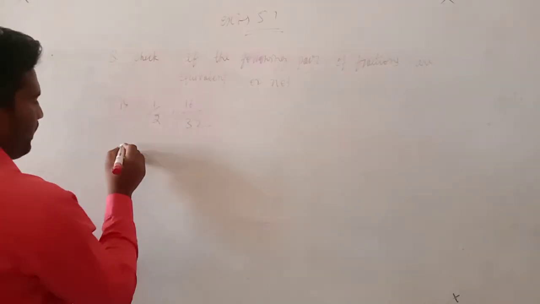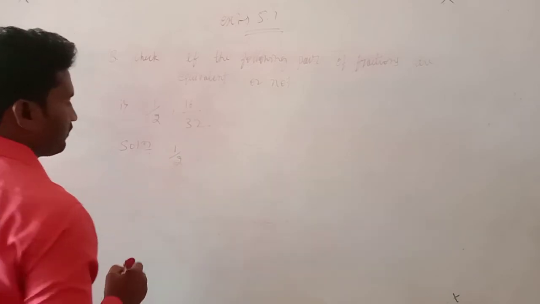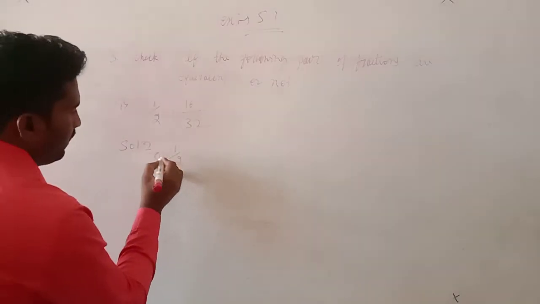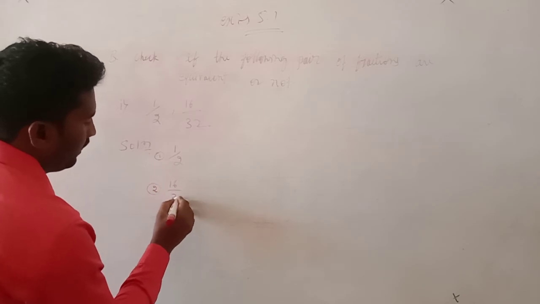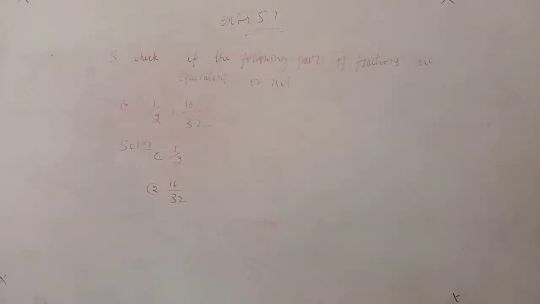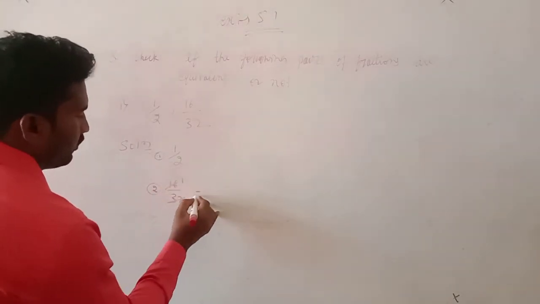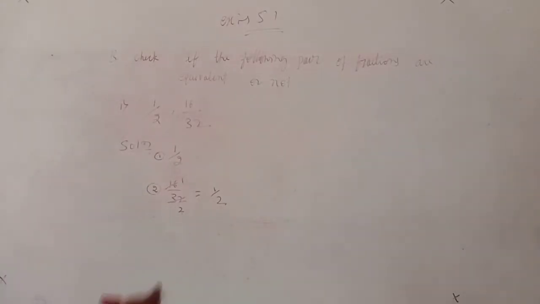Okay, check now. 1 by 2. Is it possible to reduce 1 by 2? Not possible. So the first one stays 1 by 2. Second one is 16 by 32. Can we reduce it? Both can be divided by 16. 16 ones are 16, 16 twos are 32. It gives 1 by 2. Both are 1 by 2 and 1 by 2.